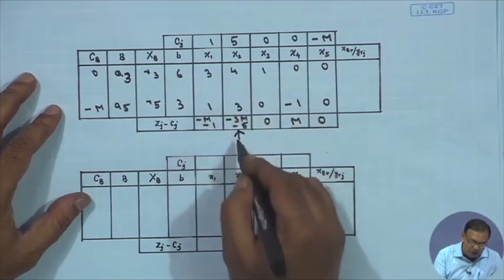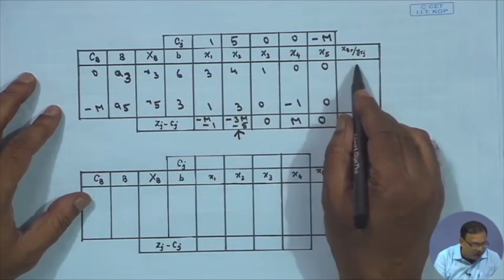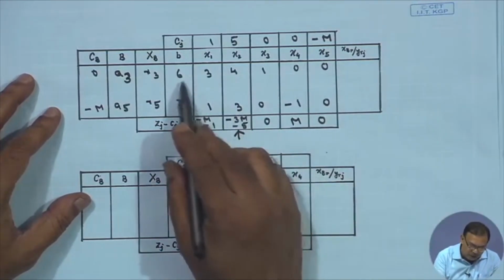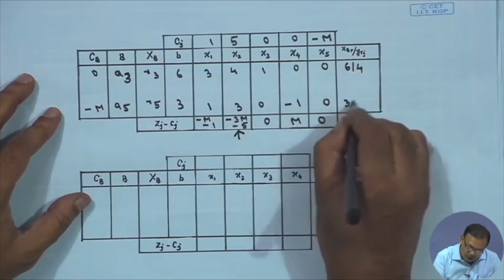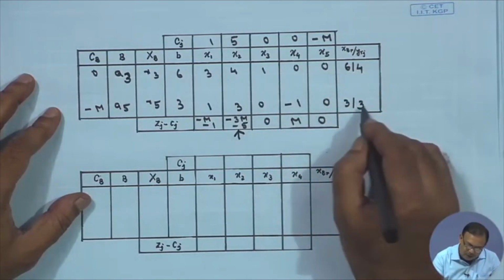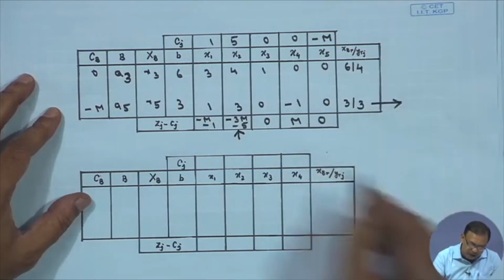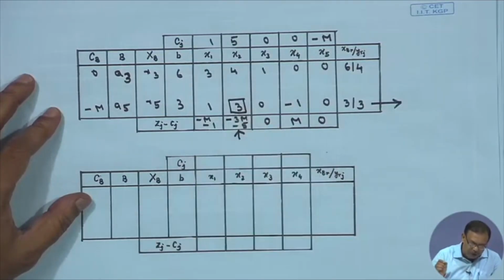So, corresponding to this column, I have to find out the ratio now, x br by y r j. So, x br by y r j will be 6 by 4 and 3 by 3. Therefore, the minimum is 1. So, this is the outgoing vector and this will be your pivot element.